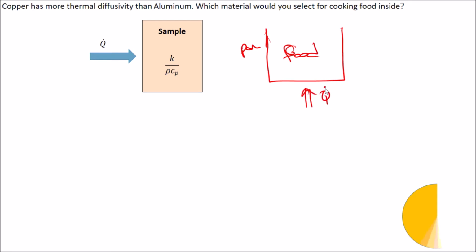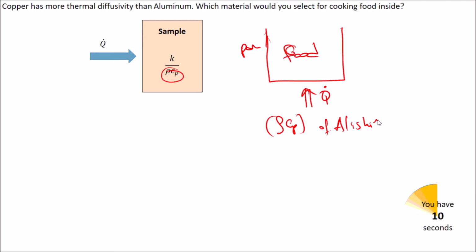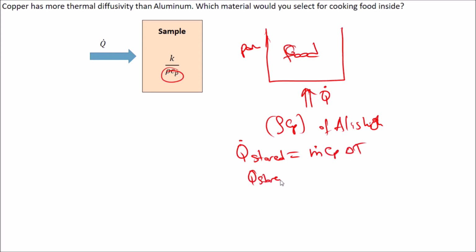So if you are transferring heat from below, then you will have K by rho Cp. For the aluminium, it says that it has lower thermal diffusivity. If it is lower, then it means that the rho Cp of aluminium is high. Okay. And if it is high, so we know that Q dot stored will be equal to m dot Cp delta T. Okay, so in this case, Q stored will be mCp delta T by delta t. Okay, Q dot stored, because this one is for open systems.